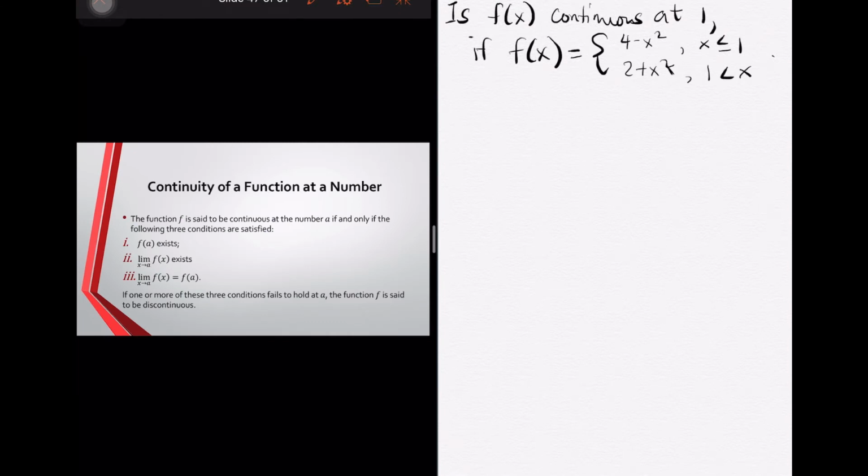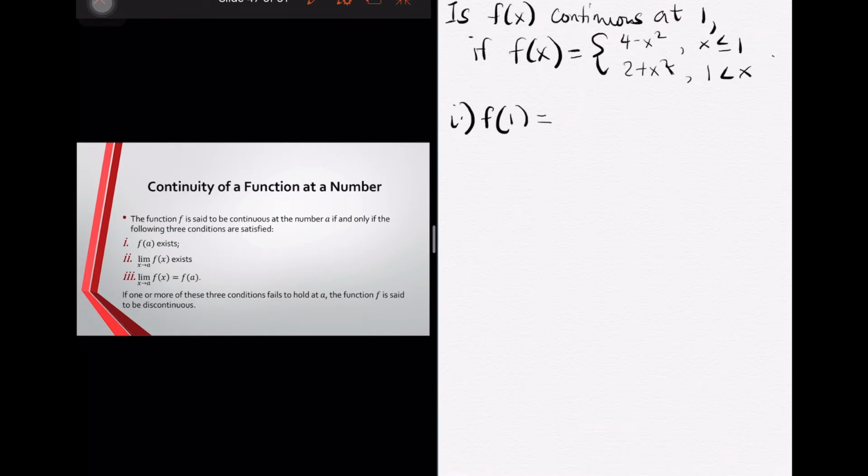So let's check first if f of a exists. That is, can we look for a number, an answer when we try to solve for f of a? So let's try that first condition. So for the first condition, what's our f of a? A again is 1 here. So what's f of 1? Can we have an answer for f of 1?